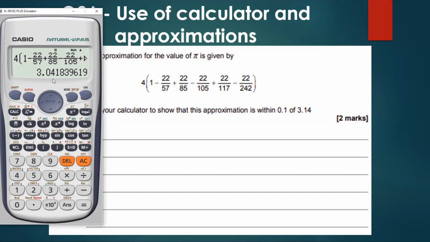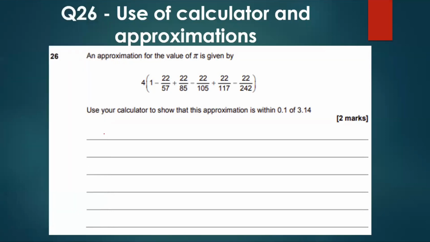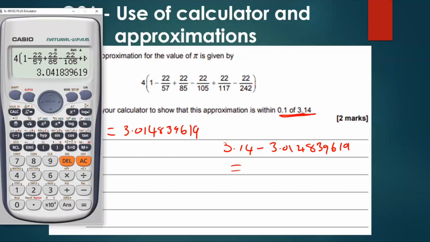So if I click that answer, I get 3.014839619. What I'm actually going to do is write that at the full calculator display. So I'm going to say that's equal to 3.014839619. Then I can say that it's within 0.1 of 3.14. Well, what I can do is 3.14 take away 3.014839619, and that gives me what is going to be in between those, so I can see if it's in that.